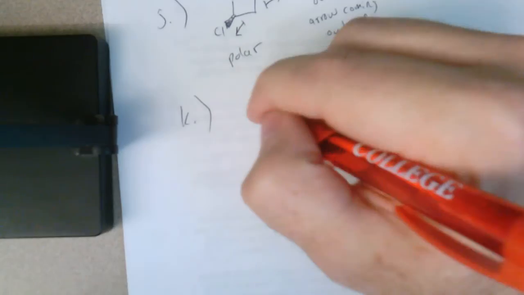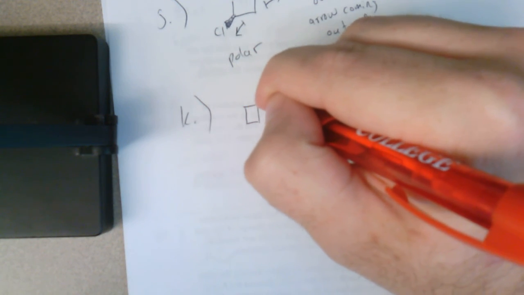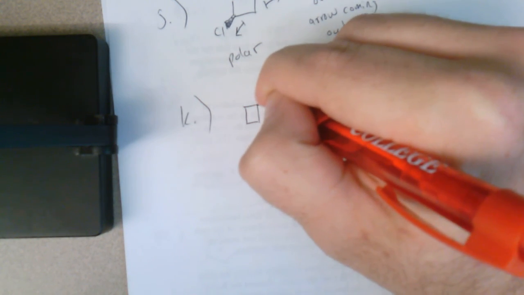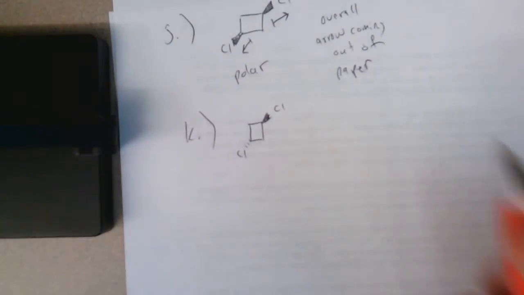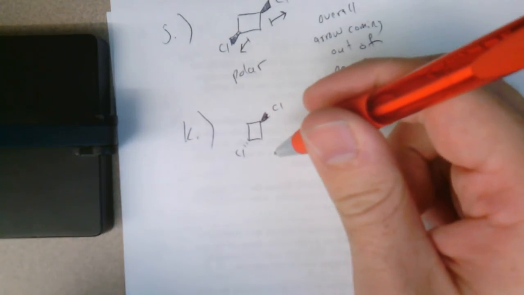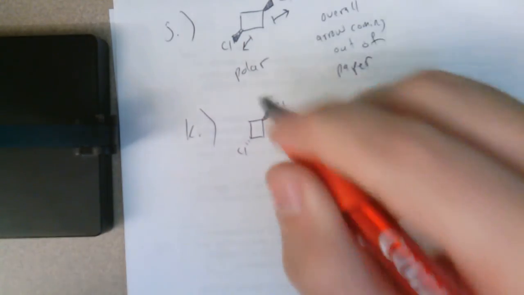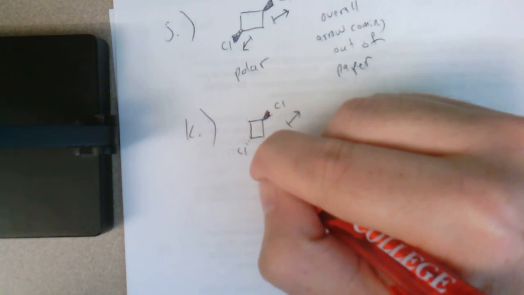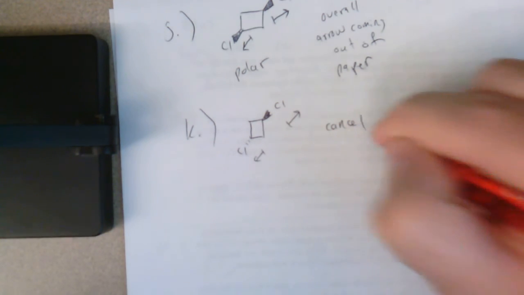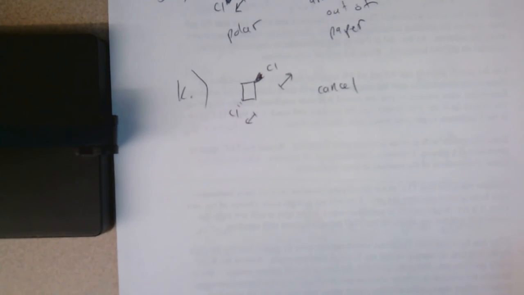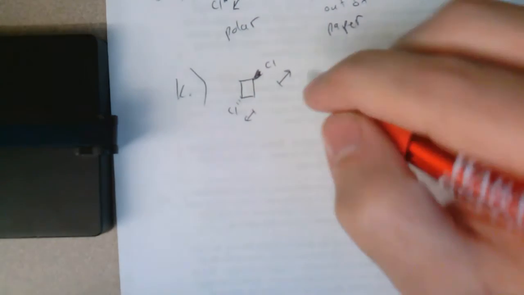K is the same idea, except now one of the chlorines is coming out, one of the chlorines is going back into the page. So now I have one pointing up and one pointing down into the page. In this case, they cancel because they're pointing in opposite directions perpendicular to the paper. So they are perfectly canceling. So this would be nonpolar.